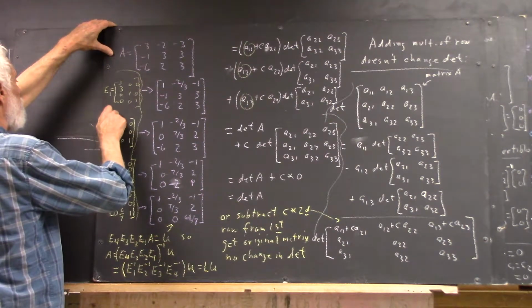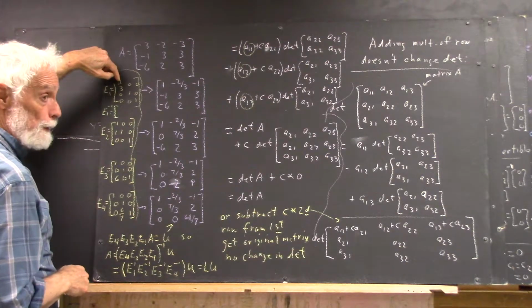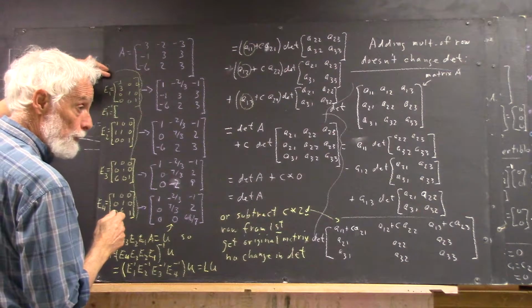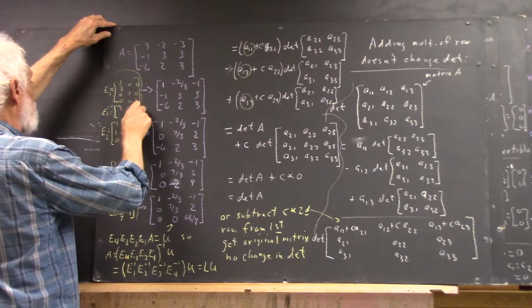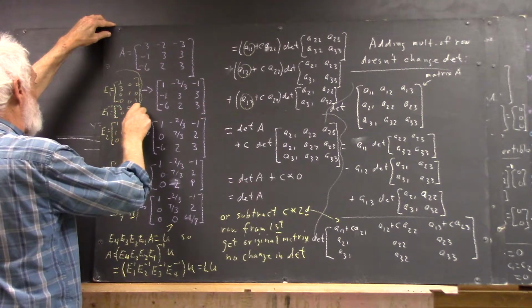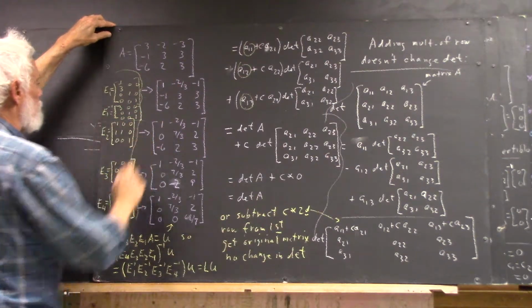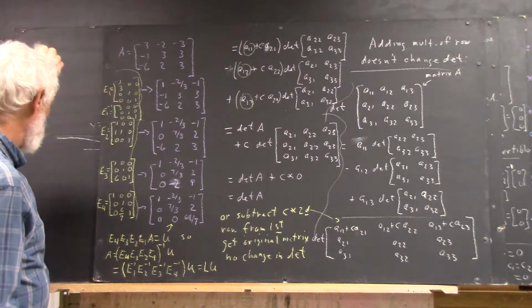But E1 inverse is what you get if you want to undo this operation. The operation was multiply the first row by 1/3. The inverse of that is multiply the first row by 3. Maybe getting a little hard to read. It's 3, 0, 0, and then just 0, 1, 0, 0, 0, 1.